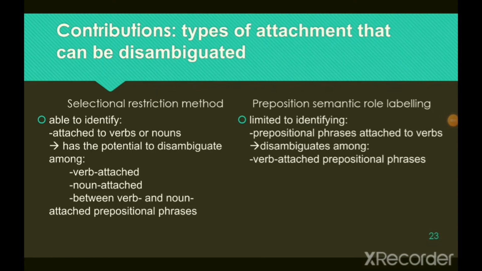The types of attachment that can be disambiguated also differ in the two methods. The selectional restriction method is able to identify verb attached, noun attached, and also between verb and noun attached prepositional phrases. But prepositional semantic role labeling is limited to identifying the prepositional phrases that are attached to verbs only.